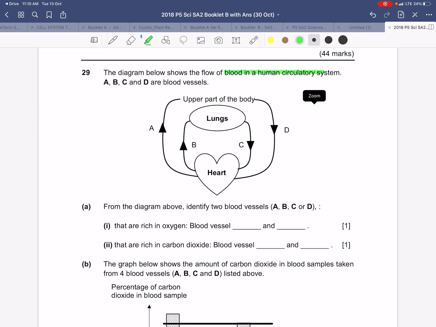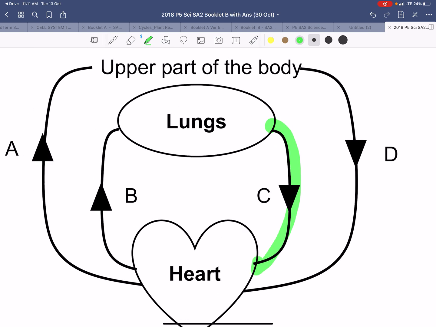Now, when you are rich in oxygen, remember, there's only two blood vessels. And sometimes if you forget in exam, you reason with yourself. The two blood vessels that are rich in oxygen will be the blood vessels that is coming out of your lungs over here, which is C. Why? Because right over at your lungs here, your lungs is carrying out gaseous exchange.